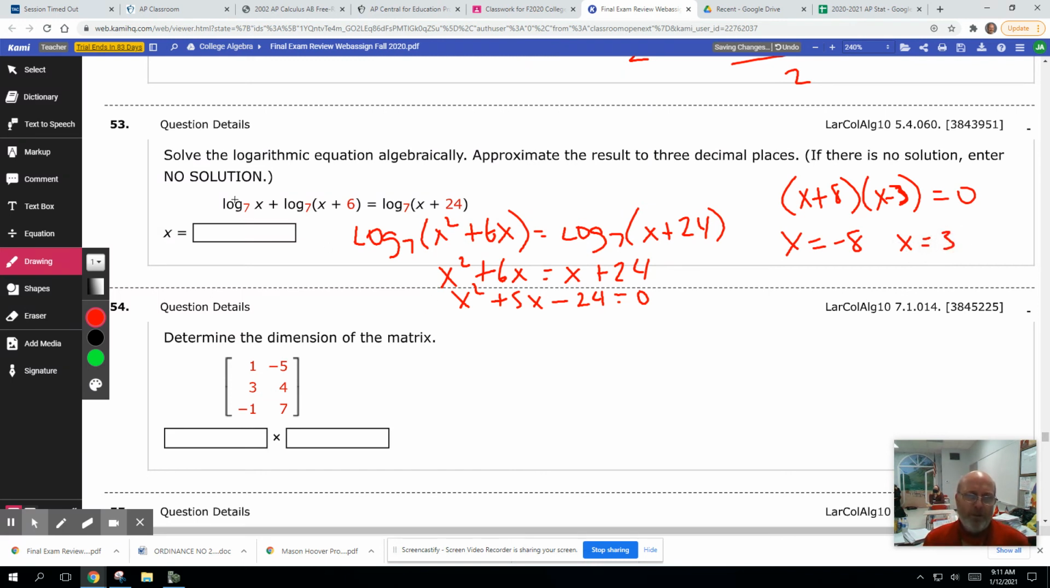When I go back to my problem, if I plugged in negative 8 here, I would have 7 raised to a power equal a negative number. That can't happen. Negative 8 is what we call an extraneous solution because when I plug it back in, I get an undefined logarithm. But if I plug in 3, I can get log base 7 of 3. I can get log base 7 of 9. I can get log base 7 of 27. So all those are good. So x equals 3 is my only solution to that problem. So that's how we do number 52 and 53.